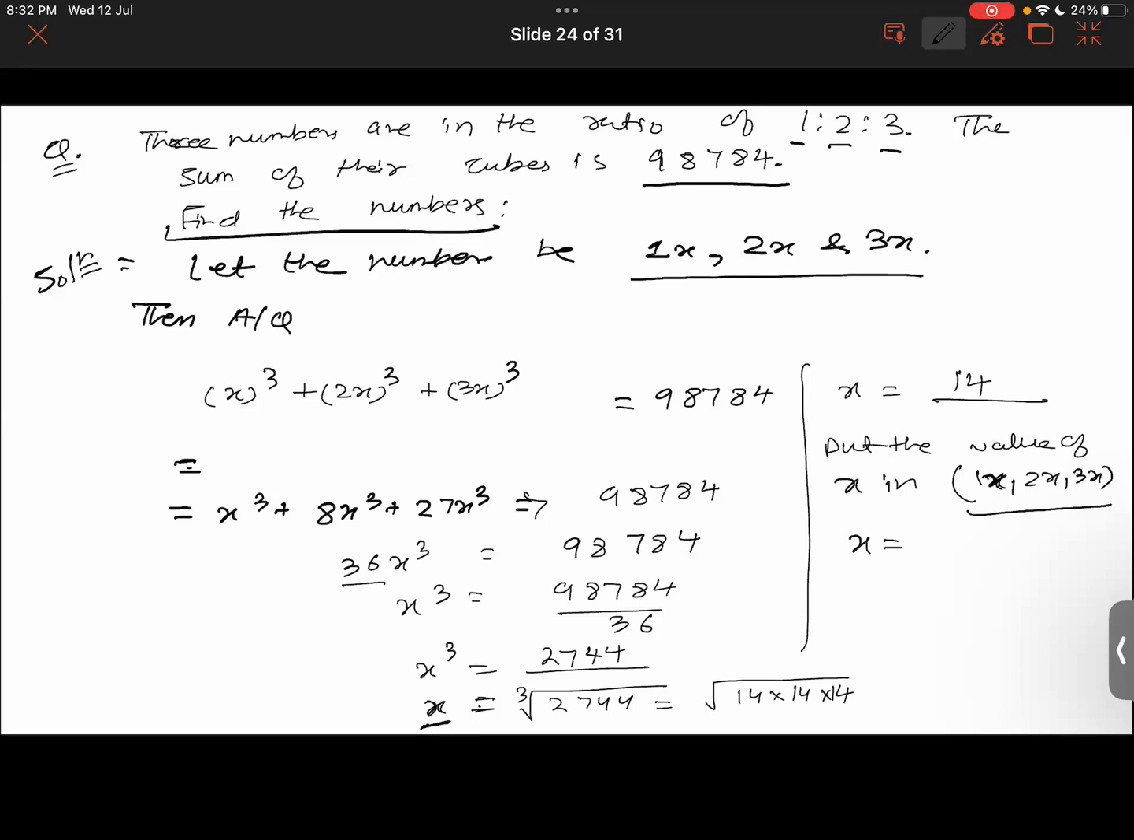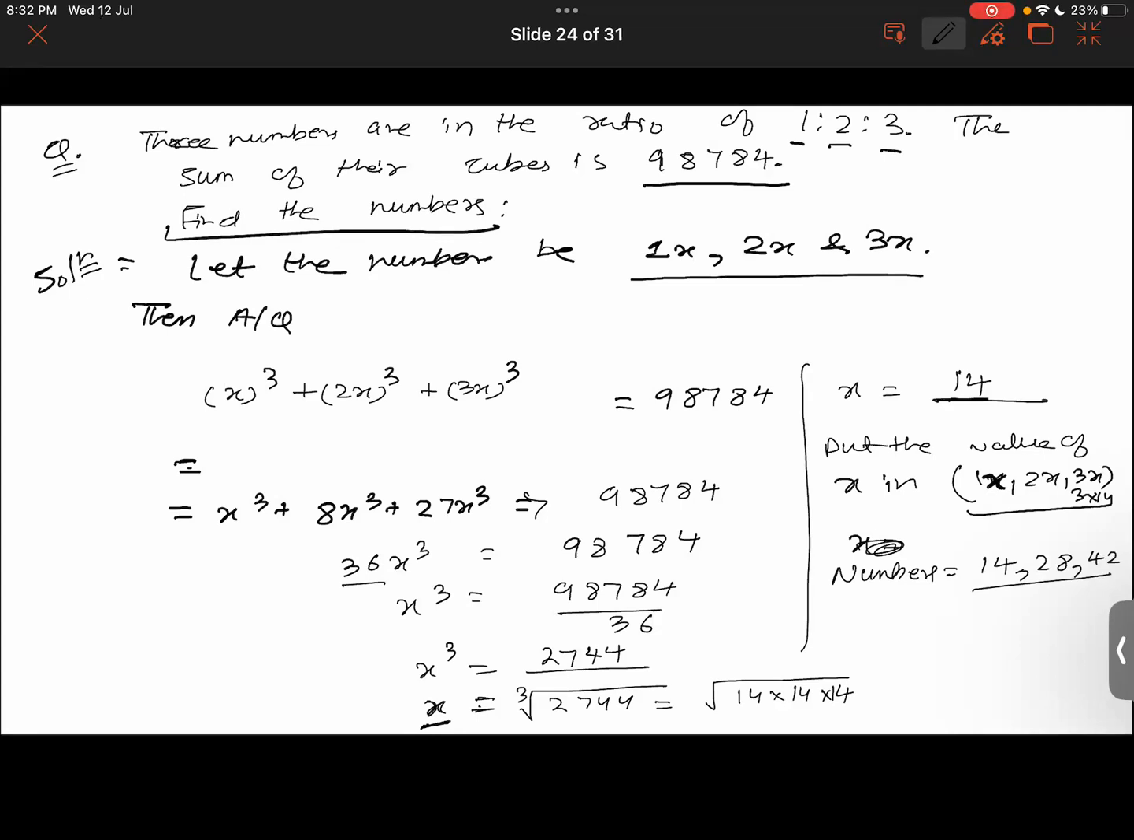The numbers are 1x, which is the same as x. Sir, 1x multiplied by x, 7 is equal to 14. No. We have already gotten the value of x to be 14 here, no? So the numbers are what here? Sir, 14, and 2 multiplied by x, that is 2 multiplied by 14, 28. And 3 multiplied by 14, that is 42. These are your required numbers.